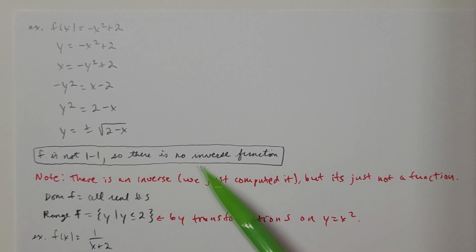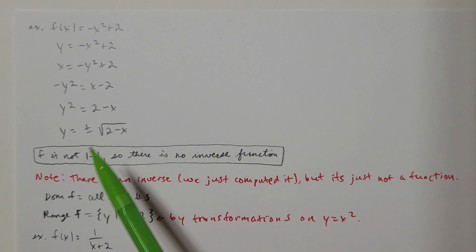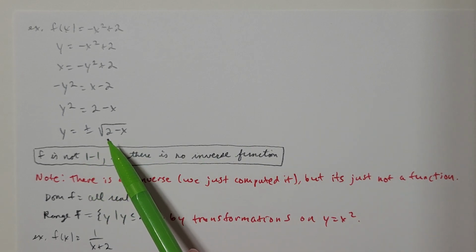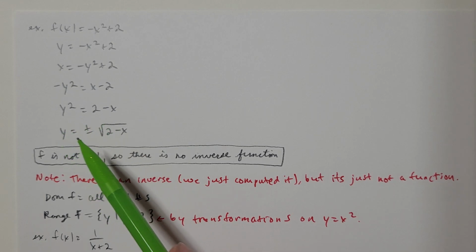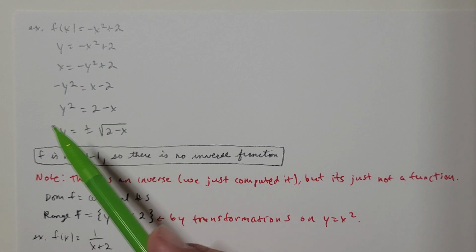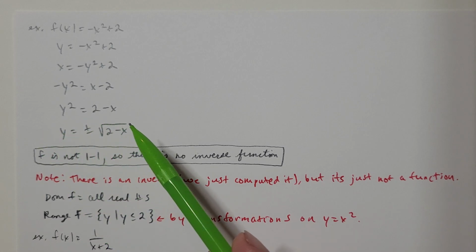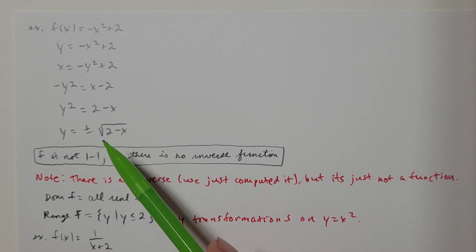Okay, and I got to be careful on how I word this here because I'm not saying that there's no inverse. Every function has an inverse. We just computed it. All I'm saying is that the inverse is not a function. Okay, and that's another question there. So this is my answer. Okay, the inverse is not a function because for each x there's only one y, not a plus y and a minus y.